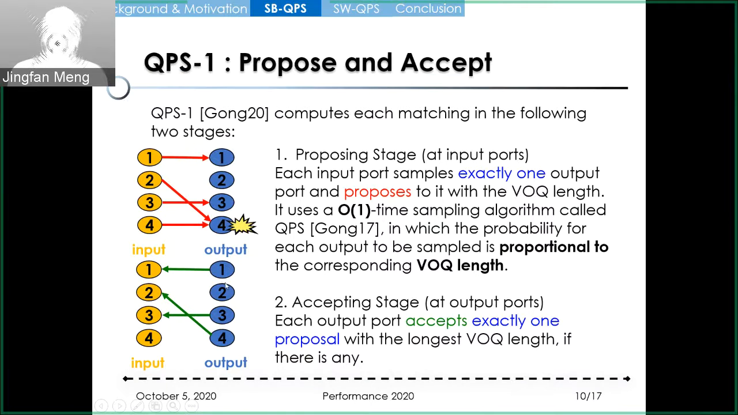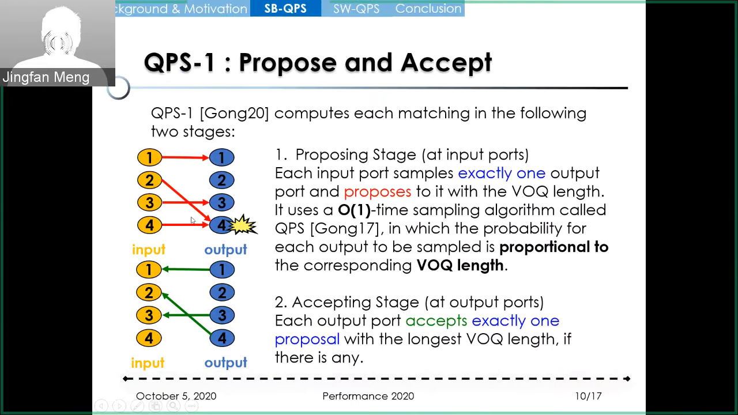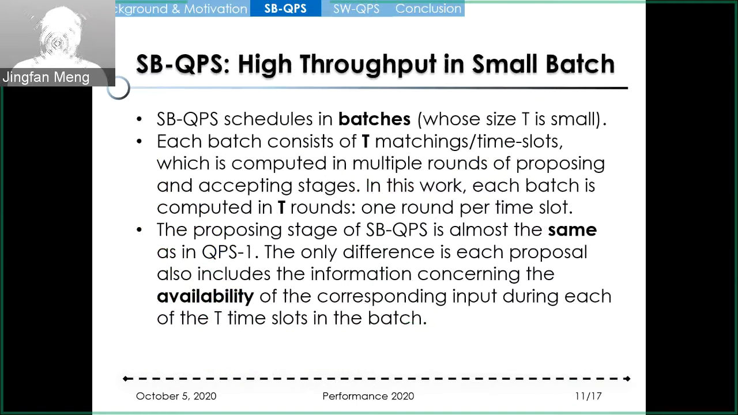In the accepting stage, each output port accepts exactly one proposal, the one with the longest VOQ length. Because multiple input ports may propose to the same output port, only one of these proposals can be accepted. So the throughput of QPS-1 is far from optimal. We try to solve this problem in small batch QPS by combining every T matchings into a batch.